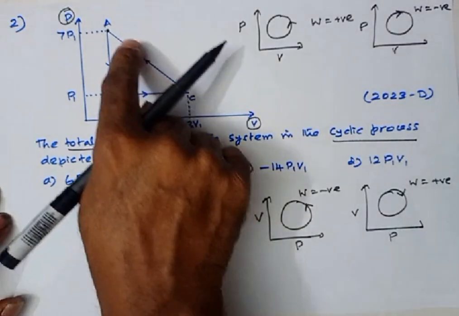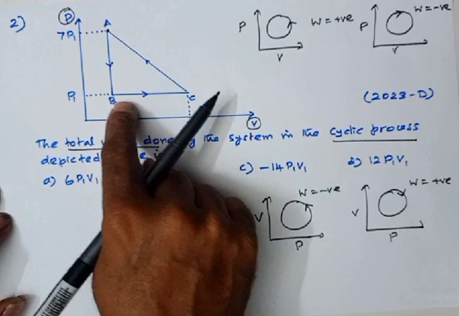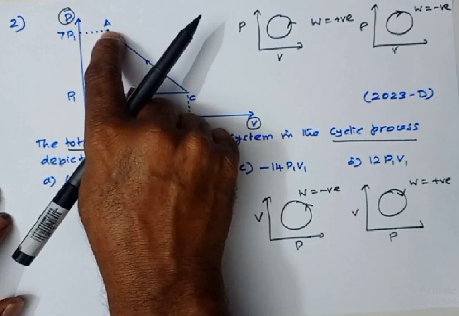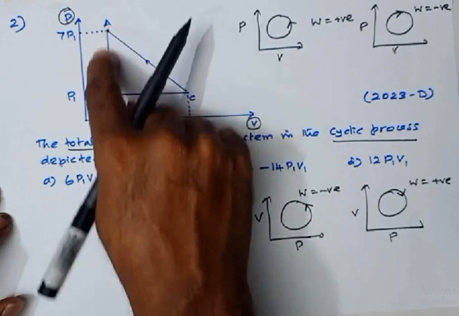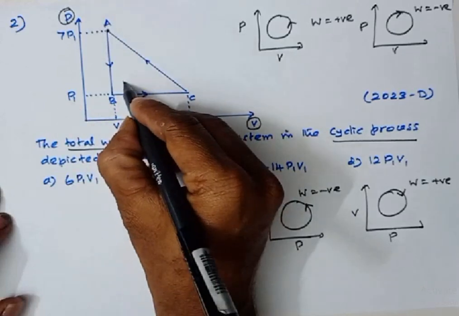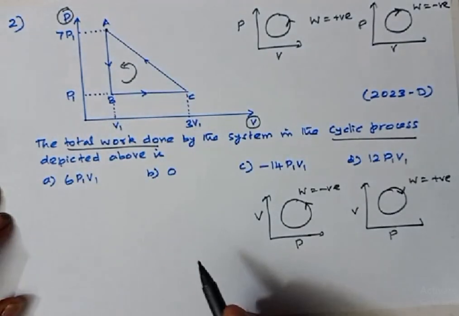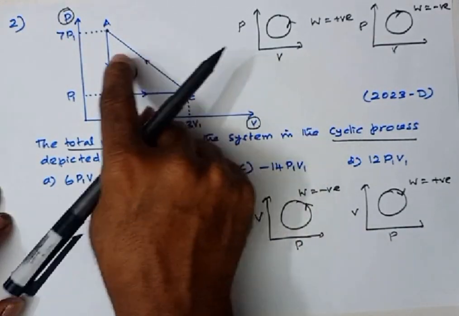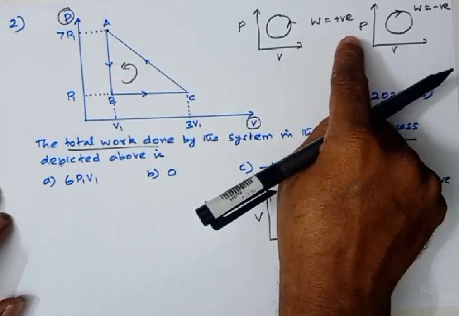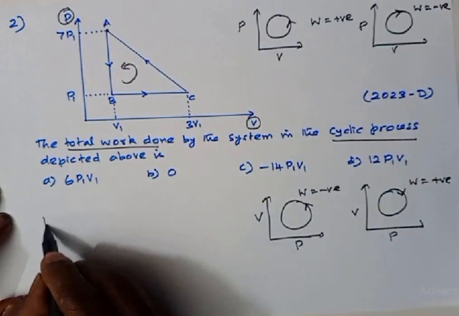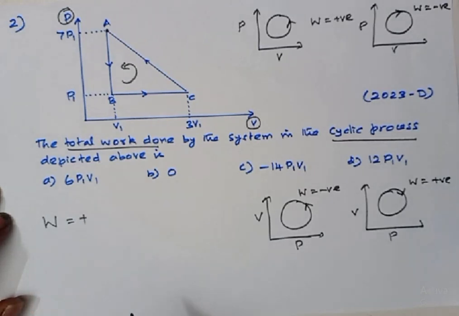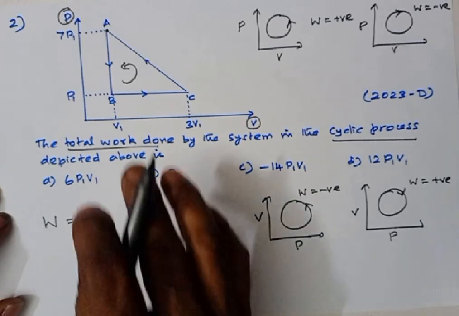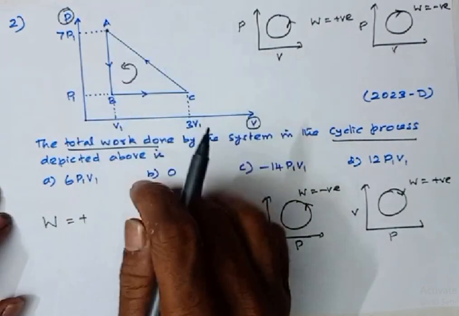Now it is a cyclic process. It starts from A and goes to B, then B to C, then finally it comes to the same state A. So it is a cyclic process, and this cyclic process occurs in the anti-clockwise direction, right? And it is a PV diagram. In a PV diagram, we have a cyclic process which occurs in the anti-clockwise direction. Therefore, the work done should be positive here. I'm talking about total work done. It should be positive.